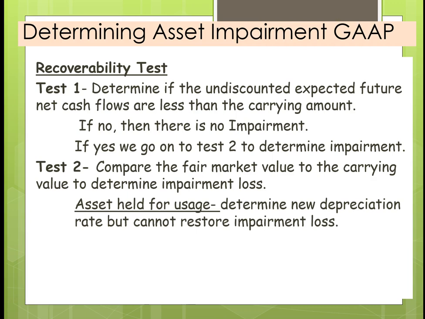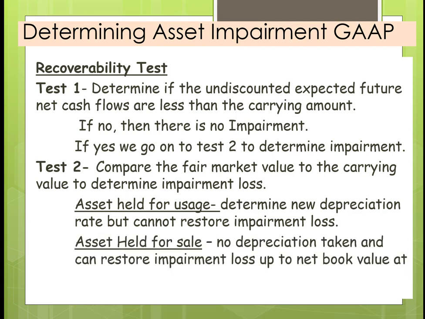Assets held for usage. You determine a new depreciation rate but cannot restore impairment if you depreciate it. Asset held for sale. You stop depreciating it and then you can restore the impairment loss up to the net book value at the time of the impairment write-down.